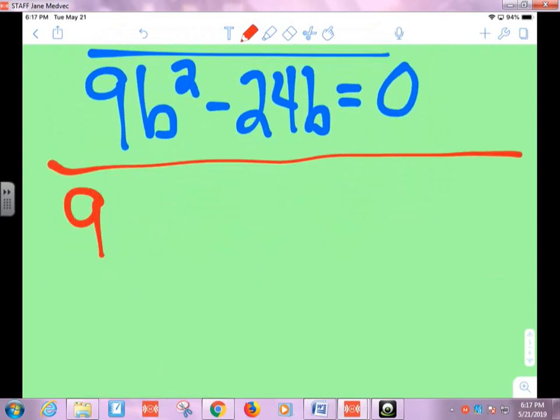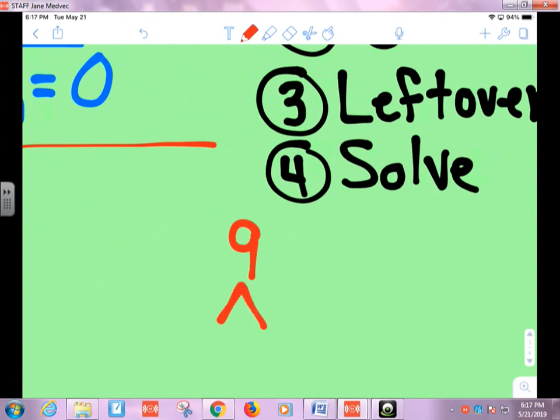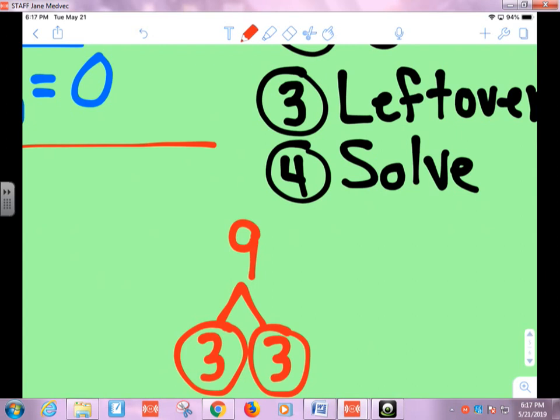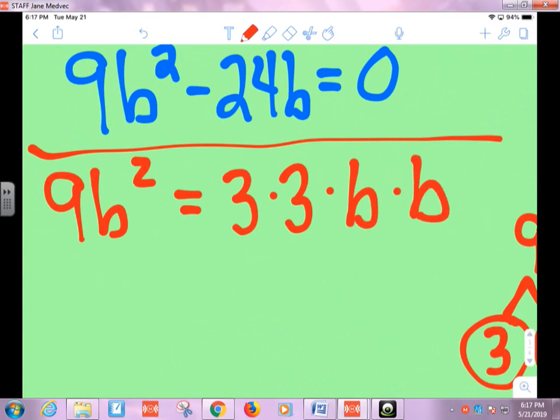So I'm going to take the first term, which is 9b squared. 9 is not prime, so I'm going to come over here, grab my 9. I get 3 and 3. I'm going to circle those. I'm going to come over here, write 3 times 3, and then there's also 2 b's because it's b squared. I'm going to take the second term, which is 24. Notice that I'm grabbing 24b. I'm not grabbing negative 24. I'm just grabbing a positive because we're going to use that sign later for our leftovers.